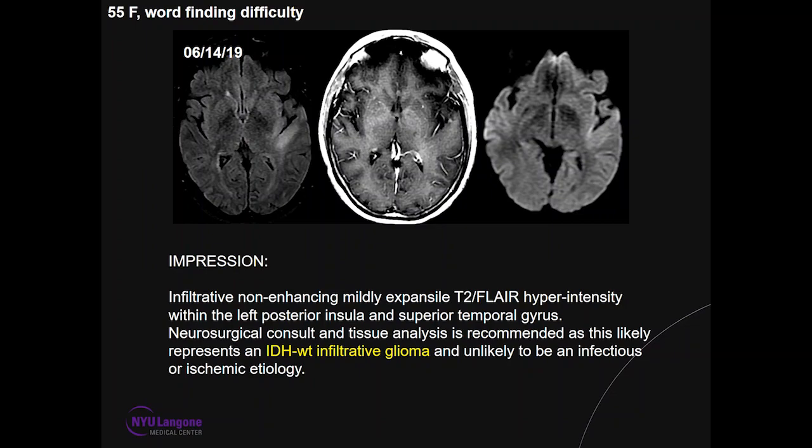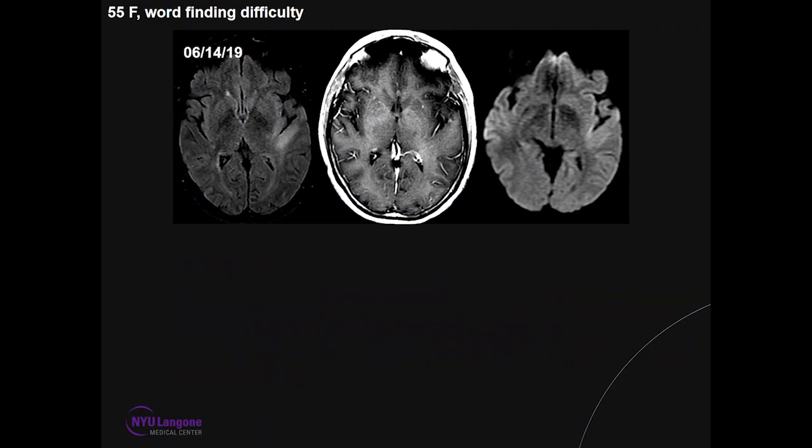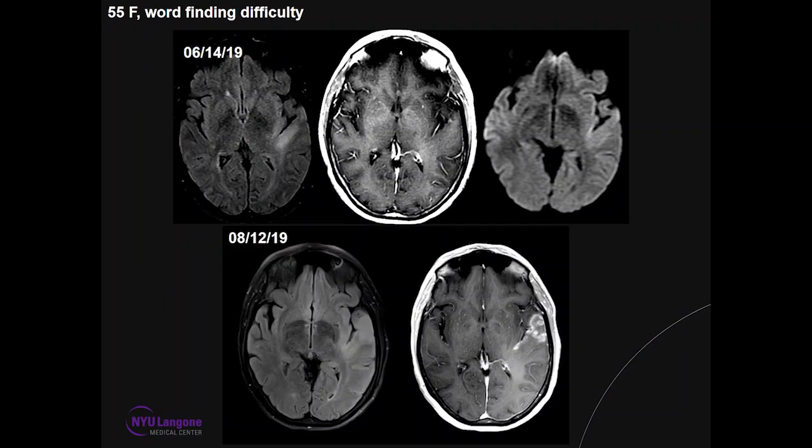That I'm thinking that this is a mildly expansile infiltrative, even though non-enhancing tumor. But I do think that this is going to be an aggressive tumor, such as an IDH wild type infiltrative glioma. And the reason for that, I'll come back during my lecture, why I would write an impression like that. And there is a reason to do that because these are aggressive tumors, and you can see within 2 months follow-up, the tumor is enhancing and it's showing much more aggressive imaging features now.